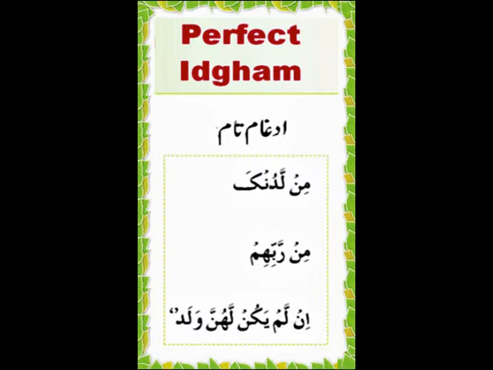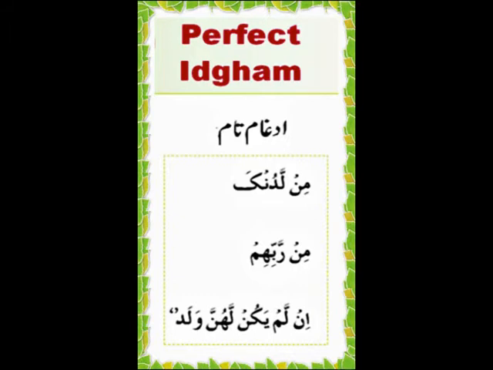and this is because of ikhfa, which we learned some previous lessons ago. In the second example, we have a nun sakin which is followed by a ra, therefore we will not pronounce the nun sakin here as well. This will be read as mir rabbihim.